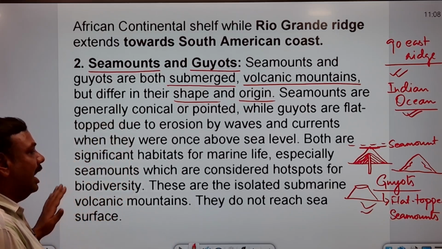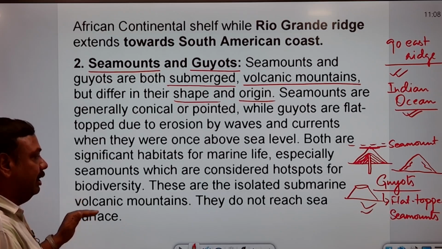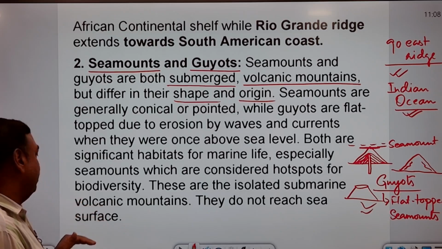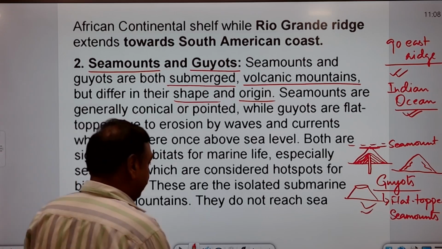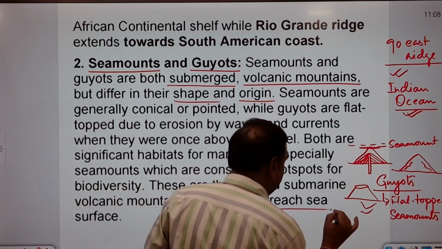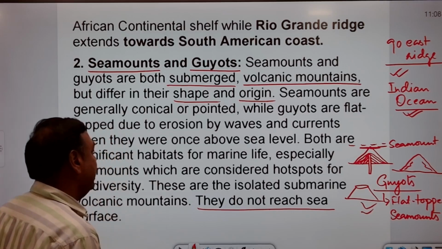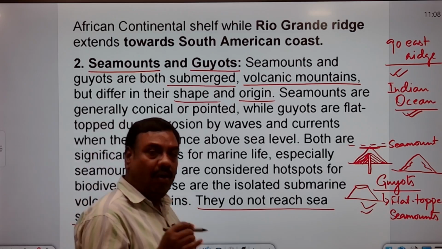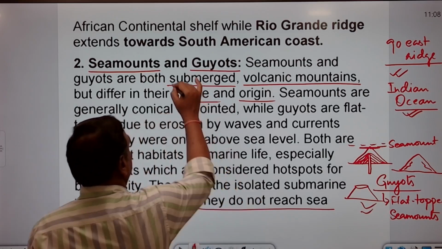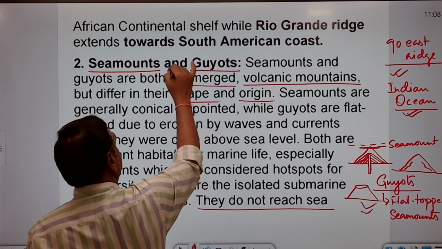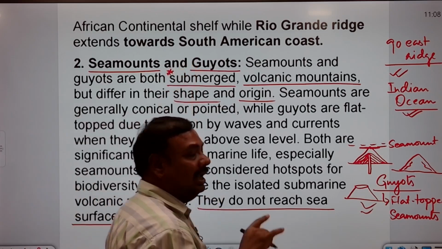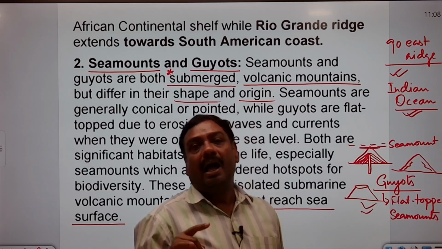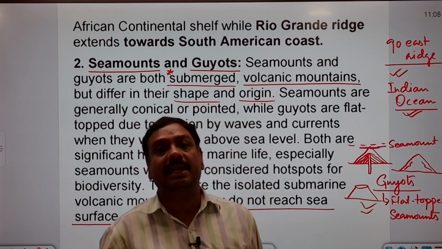These are the isolated submarine volcanic mountains. They do not reach the sea surface. It is a very important feature which you can consider here, that they do not reach the sea surface. Okay. They are always submerged in nature. It is the characteristic of seamounts and guyots. Though initially they were formed and can be seen above the sea level.